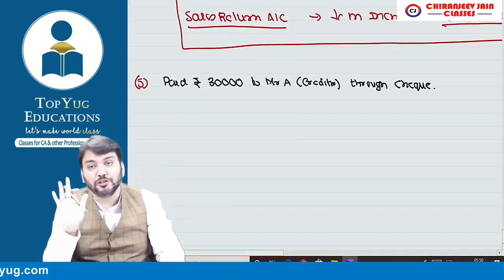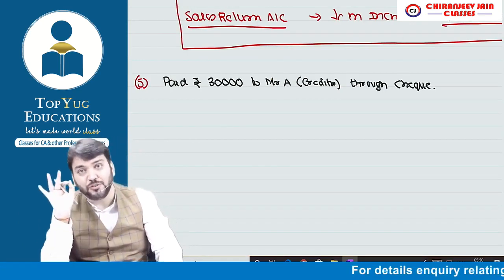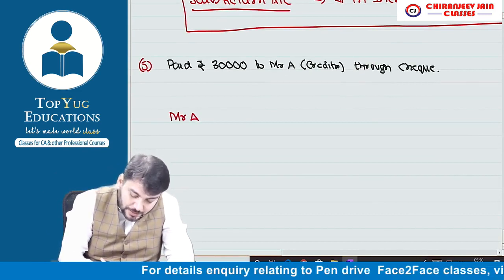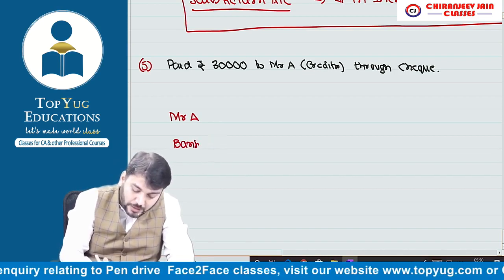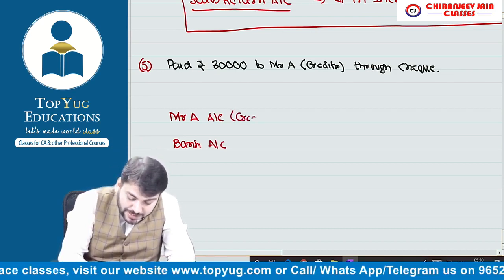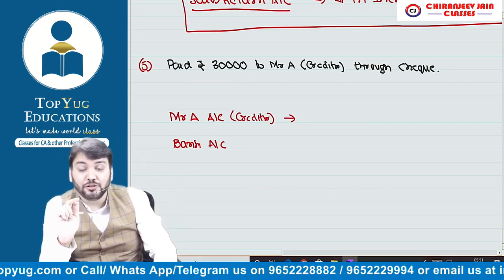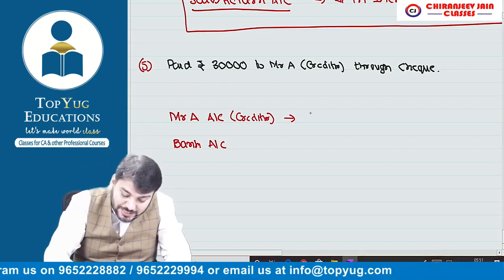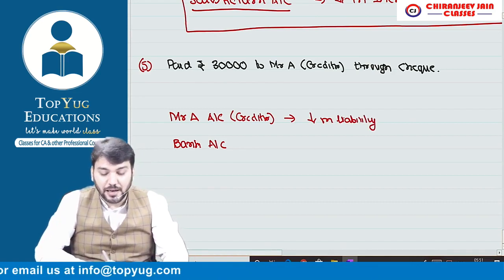Now what I will do? I will use only modern rules. Now we'll only focus on modern rules. Here there are two aspects. Mr. A, and for check means what? Bank. So we need to open Mr. A account and bank account. Mr. A represents creditor. Is there an increase in liability or decrease in liability? When you have paid the amount, whatever initial liability has decreased. So there is a decrease in liability. Correct? Understood?